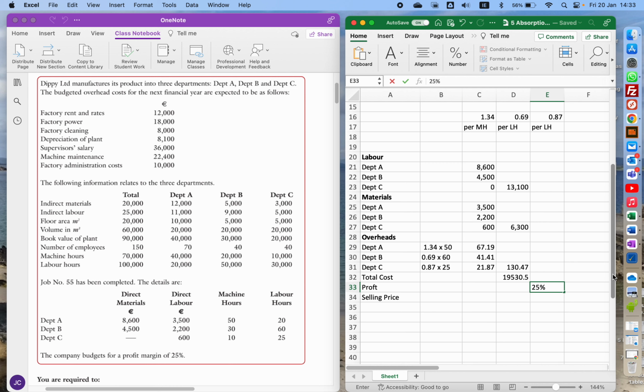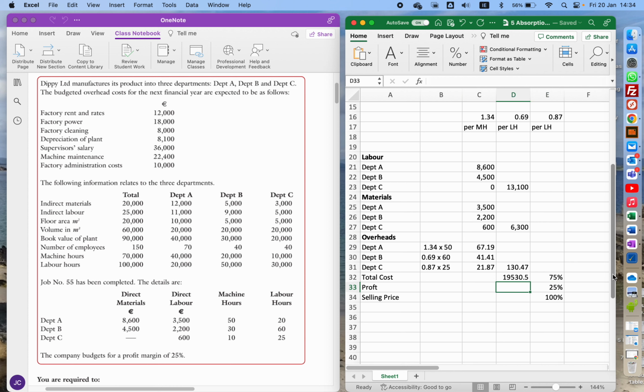25% of what? Total cost. It's either of cost or sales price. Now margin is a percentage of sales price. Markup is a percentage of cost. So in this case, the selling price is 100%. So that means what's cost as a percent? 75%. So how do I work out my profit?